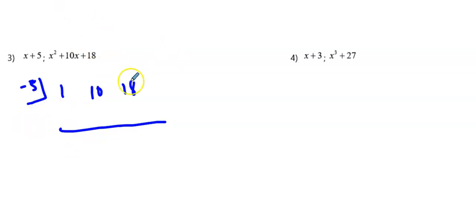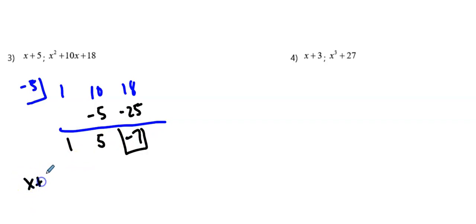So again, we're going to drop the first number and then multiply. 1 times negative 5 is negative 5. We're going to add 10 plus negative 5 is 5. 5 times negative 5 is negative 25. 18 plus negative 25 is negative 7. So because we got negative 7 instead of 0, that tells me that x plus 5 is not a factor.